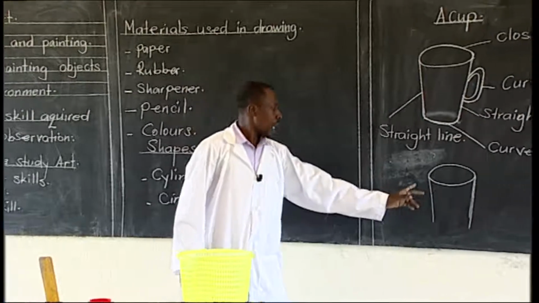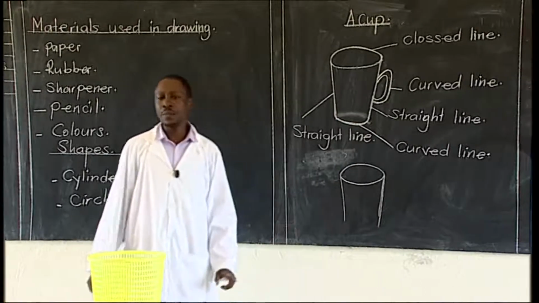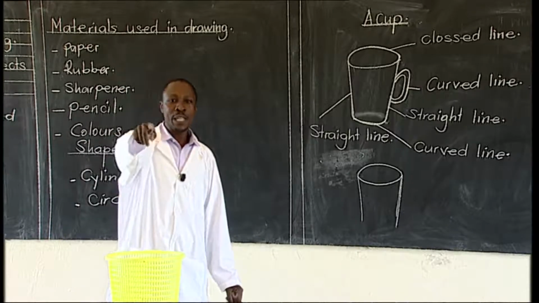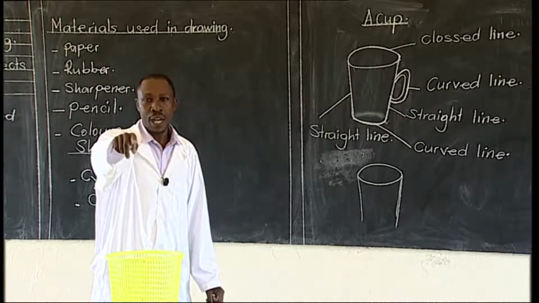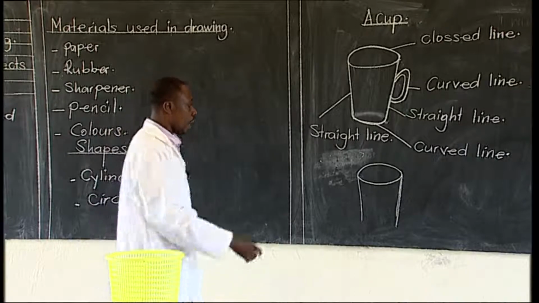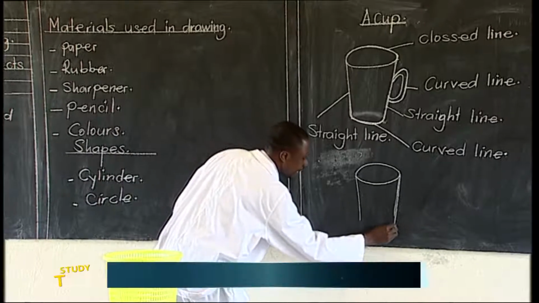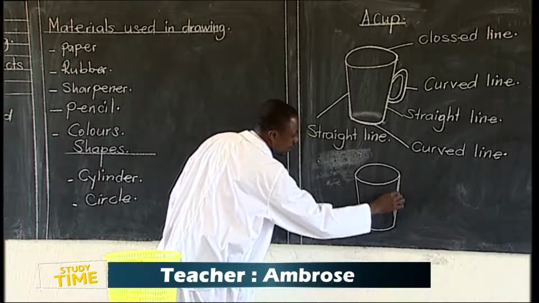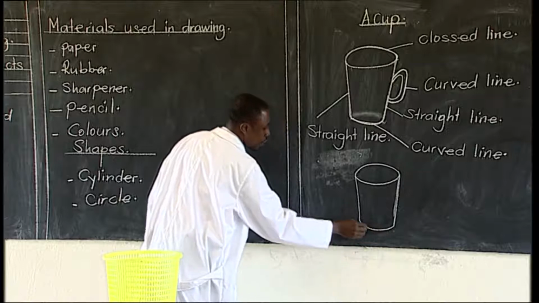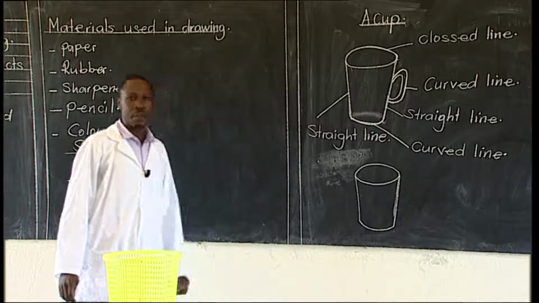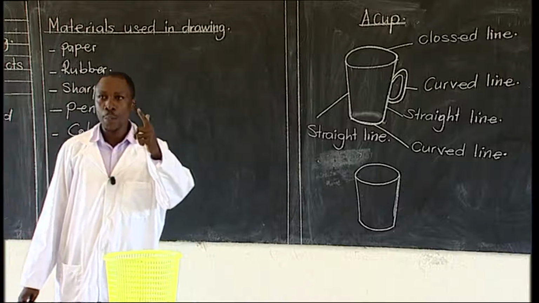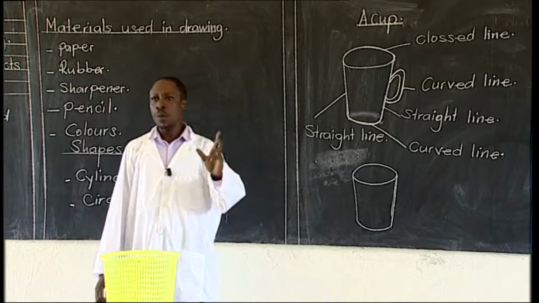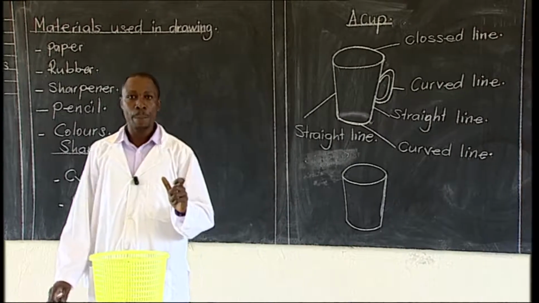Good. So after drawing these 2 lines, what is missing down there? Who can tell me? Good. We are missing a curved line here to join these 2 straight lines. Have we finished, class? No. We have not yet finished. What are we going to do? Who can tell me what we are going to do now?